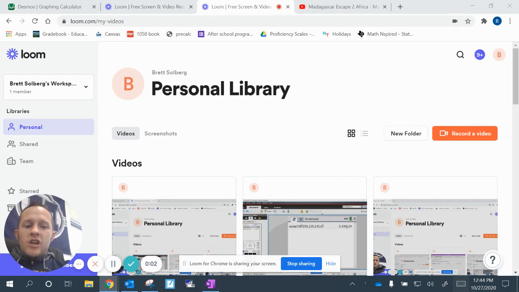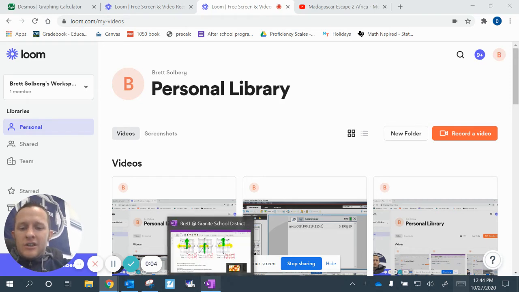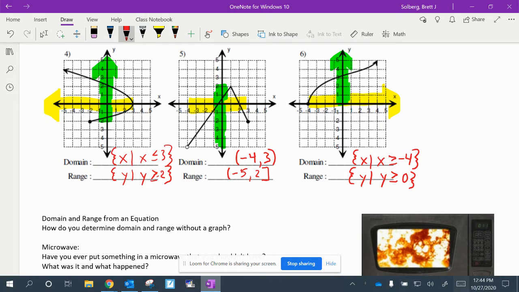All right, let's check your work and see how you did. So this is what I came up with for this first graph. I noticed that the arrow keeps going on and on that way. So x, I can be everything from negative infinity up to 3, including 3. So I'd write that in set builder notation as x is less than or equal to 3.